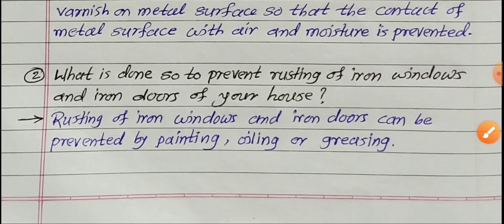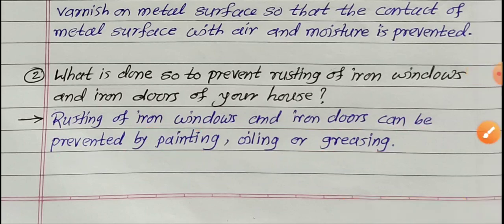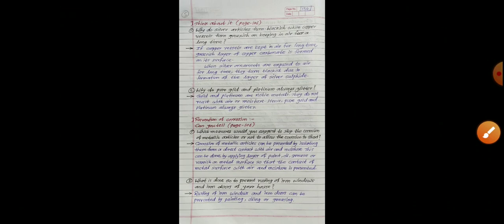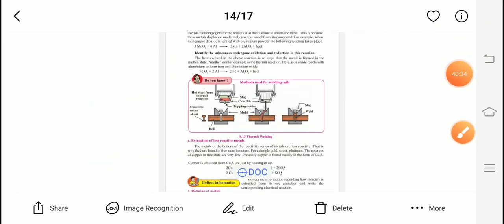Second, what is done to prevent rusting of iron windows and iron doors of your house? So rusting of iron windows and iron doors can be prevented by painting, oiling or greasing. Clear? So this is a recalling question. So come back to page number 106.